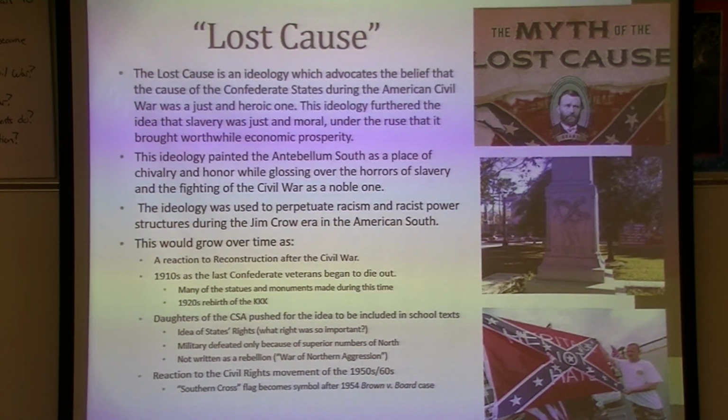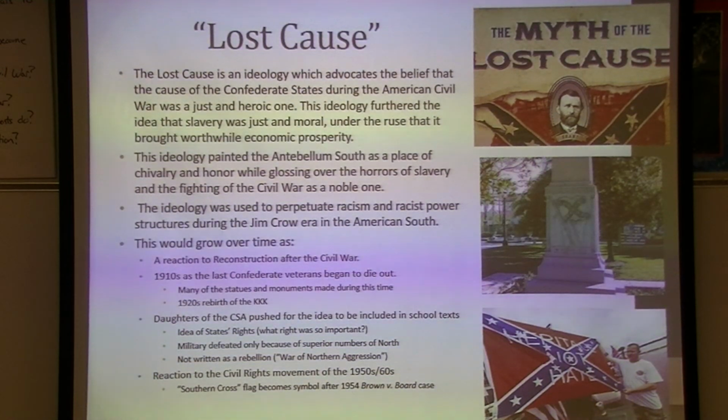They were not built right after the Civil War, but as the last veterans were dying out, they were praising them. We're also going to have the rebirth of the KKK in the 1920s, when the KKK will be at its strongest, and we'll have a whole section on that later on this year.